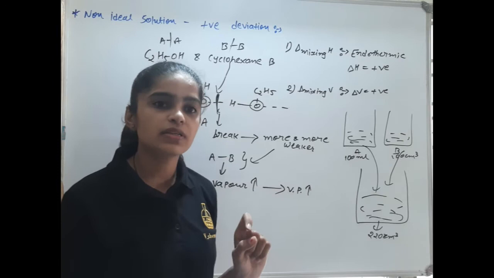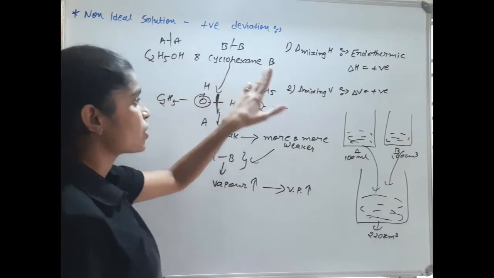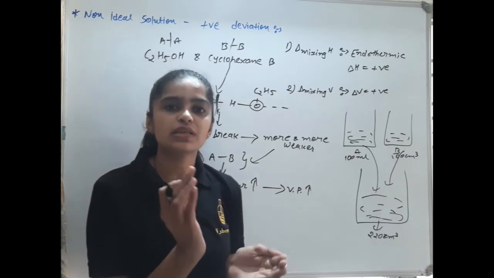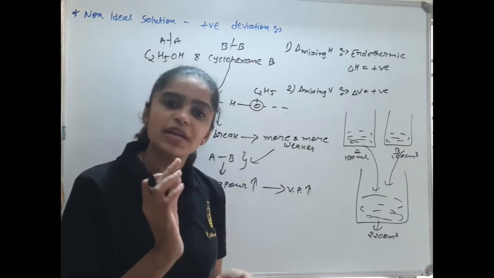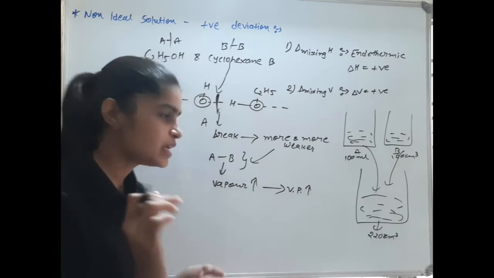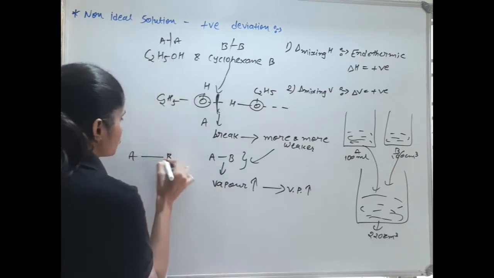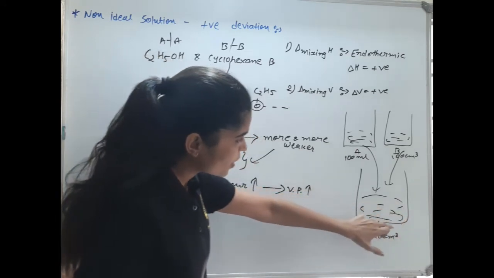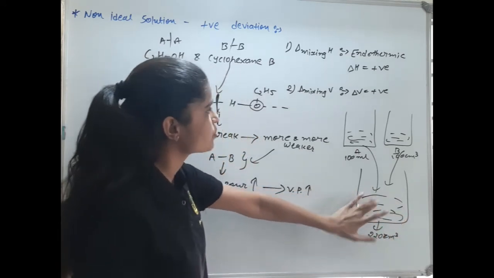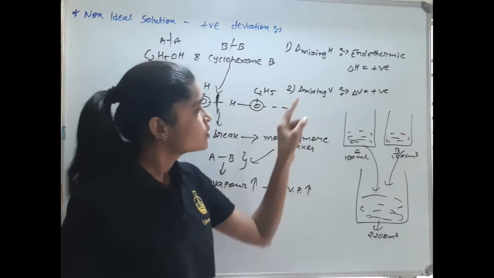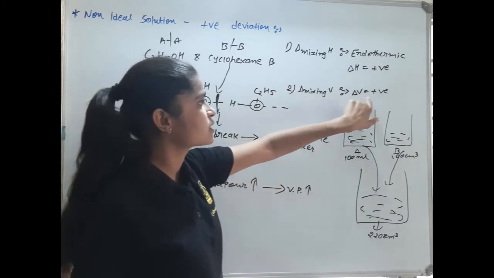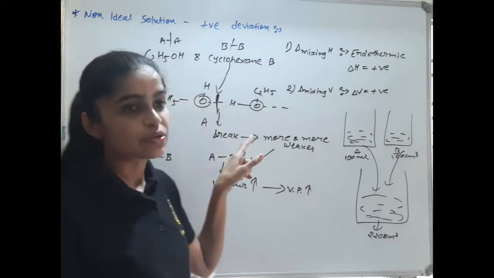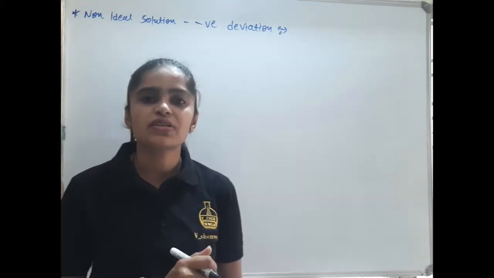Why is the volume increased? Because in the pure component the interaction is more, but in the solution the interaction between A and B is weaker, so it occupies more space. That means this volume is more than the pure components. So it shows delta mixing V gives a positive value. This is all about the positive deviation from Raoult's law.